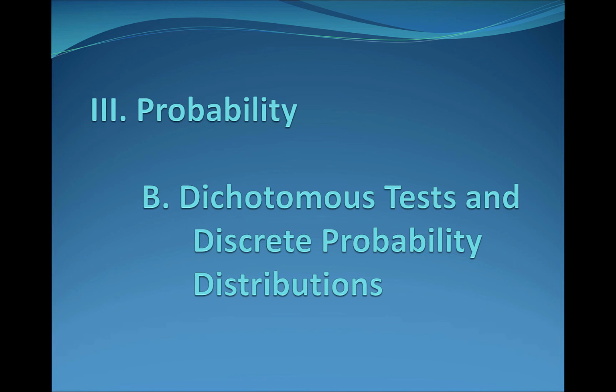In section 3b, we're going to talk about dichotomous tests and discrete probability distributions. So we'll start with the idea of a dichotomous test. Dichotomous means essentially that there are two possible outcomes.